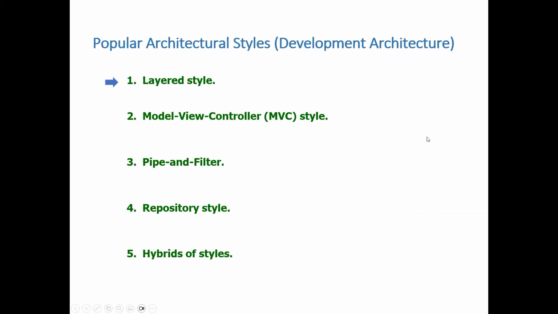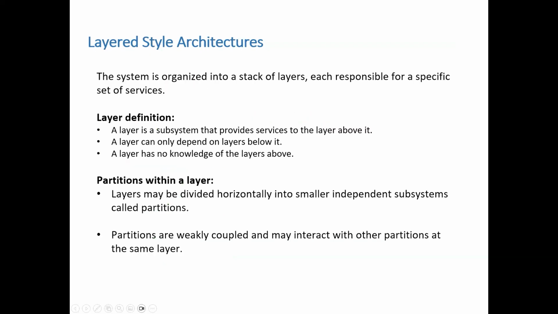So as you can see here, we have 5 popular architectural styles. So let's check them one by one. In a layered architecture, we divide the system into ordered layers where each layer provides services to the one above and uses services from the one below.